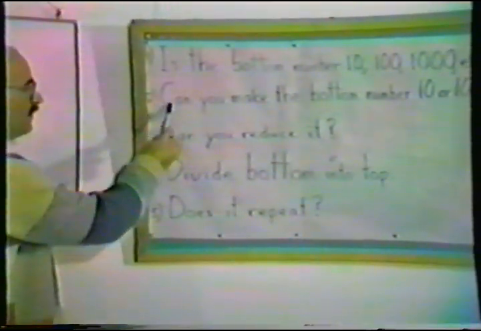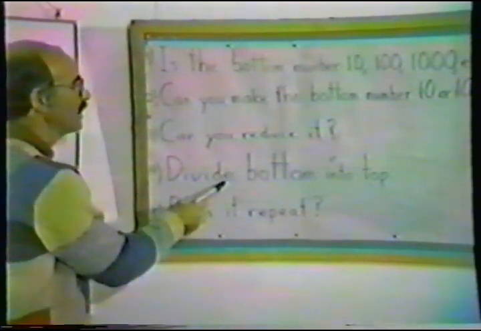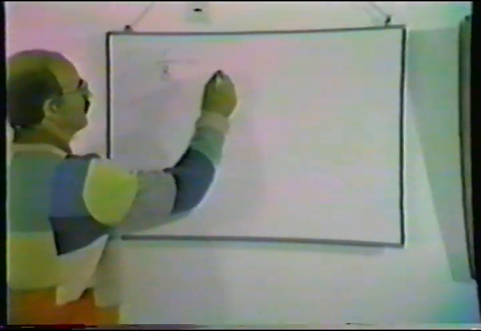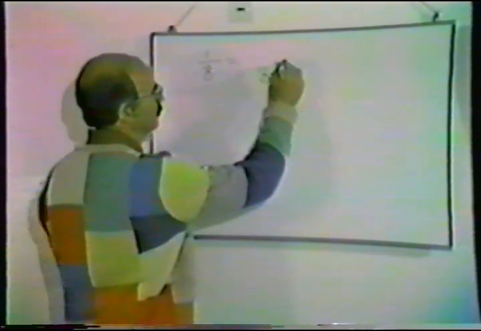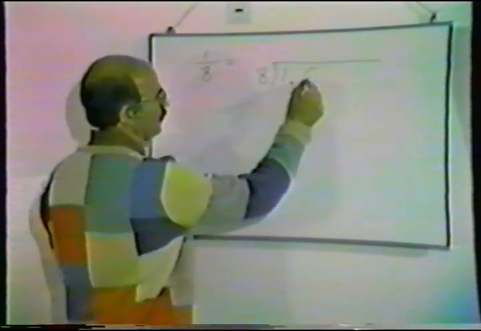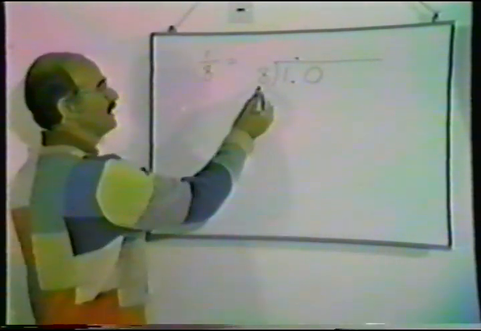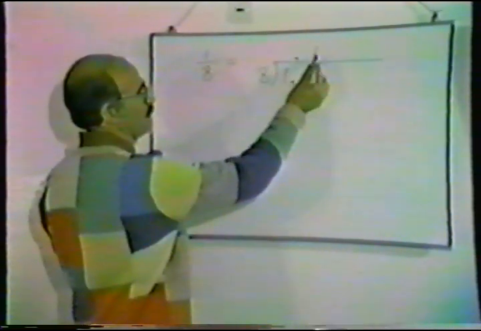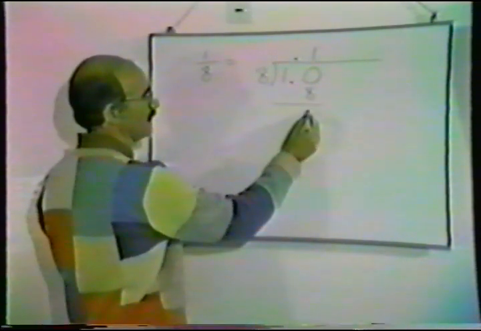If the answers to the first 3 questions are no, then you have to divide the bottom into the top. We have to do this division, 8 into 1. And we'll put our decimal point at the end and put a 0 and put our decimal point in the answer. 8 into 10 goes how many times? 1. 1 times 8 is? 8. 10 take away 8 is?